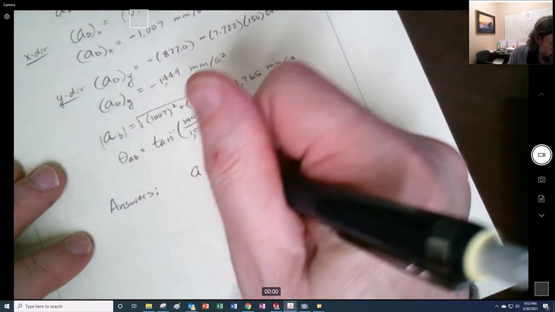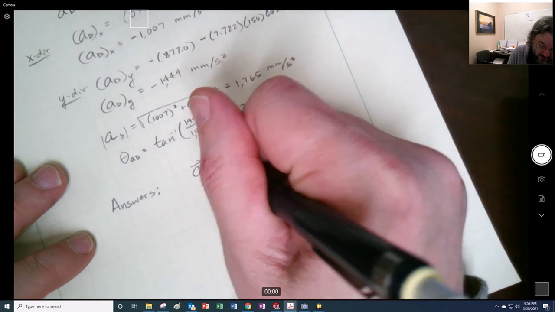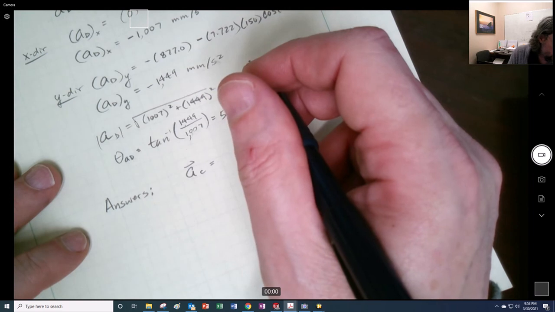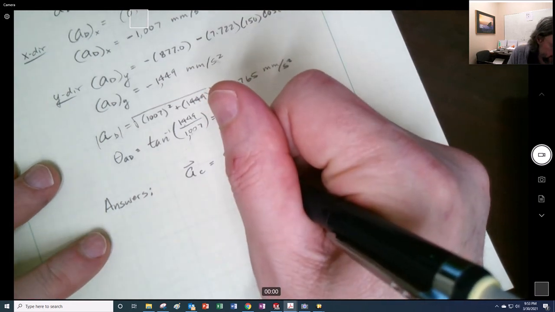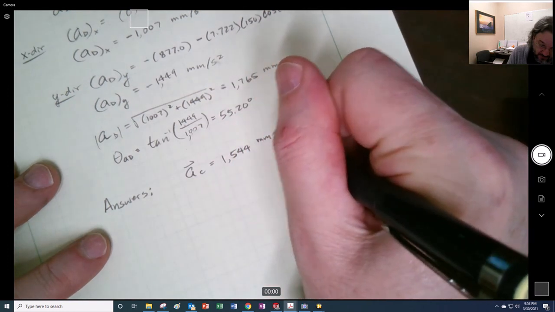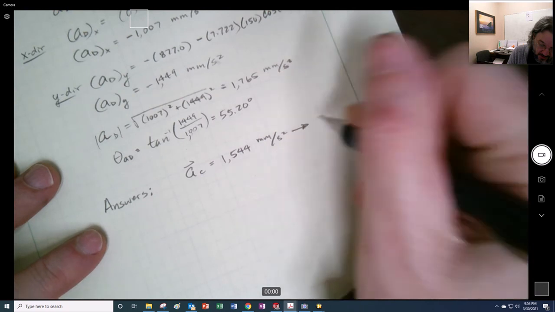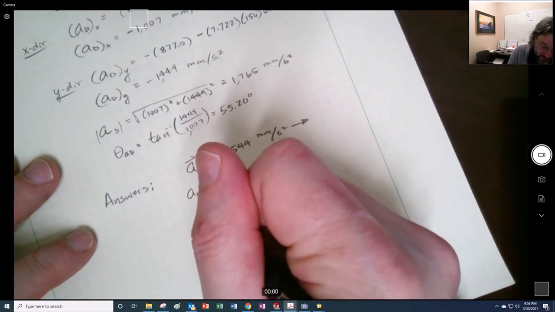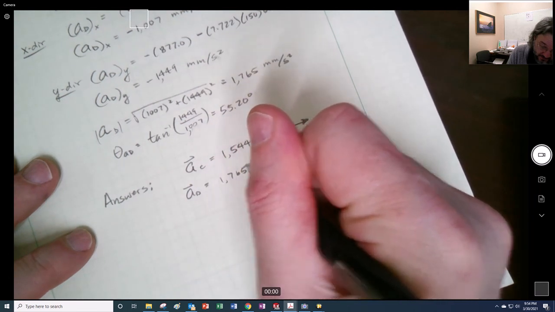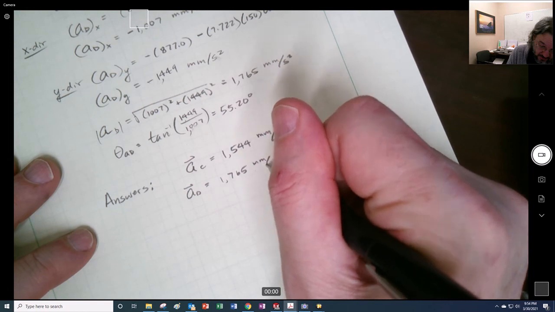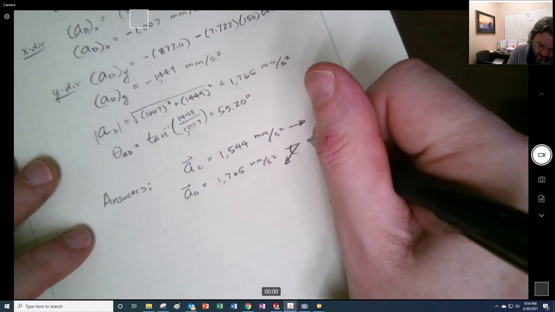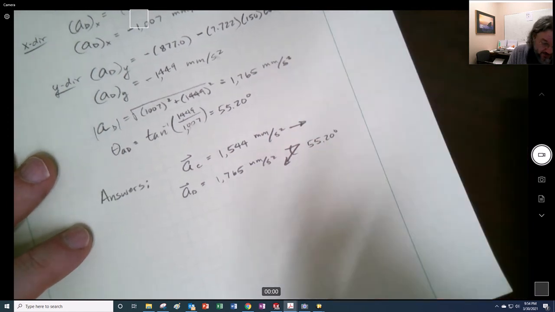So answers. The acceleration of C is equal to, did I decide? Yeah, it is going to be 1,544 millimeters per second squared, and it's going that way. Whereas the acceleration of D is 1,765 millimeters per second squared, and it is coming down that way right there at 55.20 degrees.